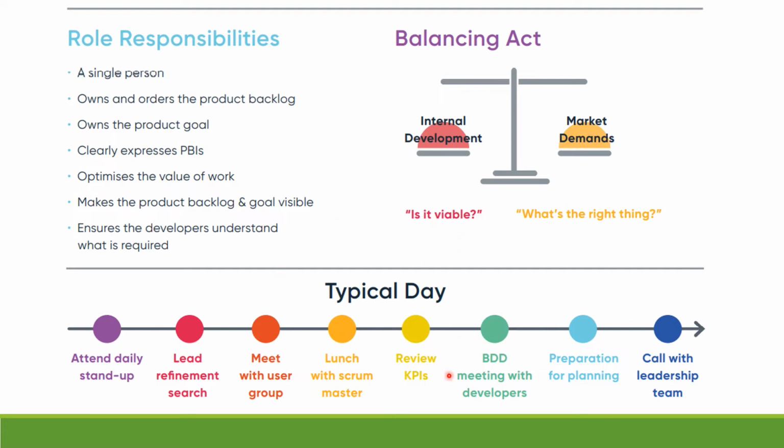So what does a typical day of a product owner look like? He or she might attend a daily stand up, then lead a refinement session, meet the user group, have lunch with the scrum master, review the KPIs, have a meeting with the developers, prepare for planning, and have a call with the leadership team. Right, this could be a typical day a product owner might go through.